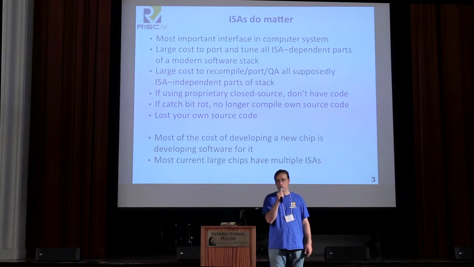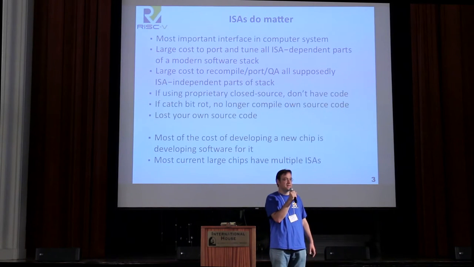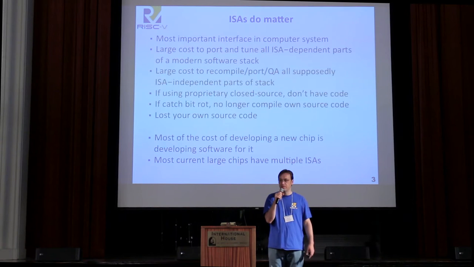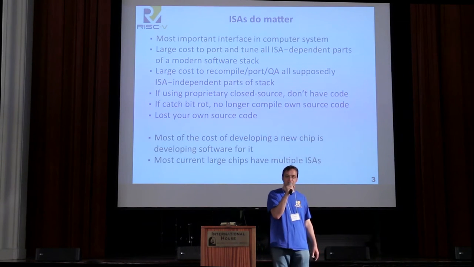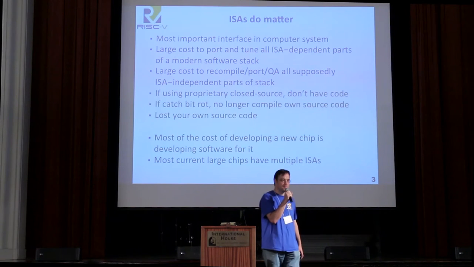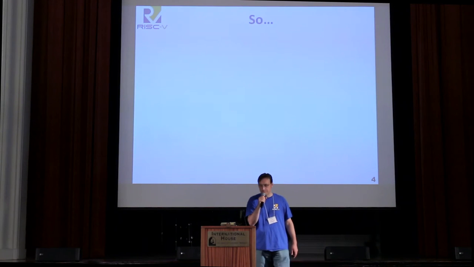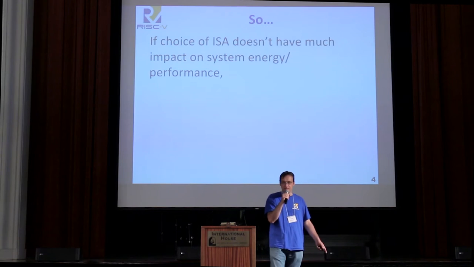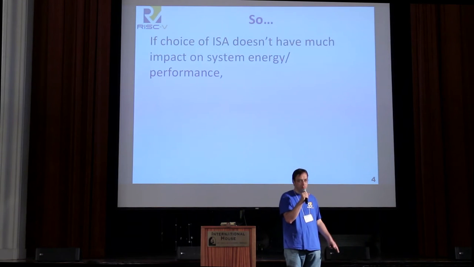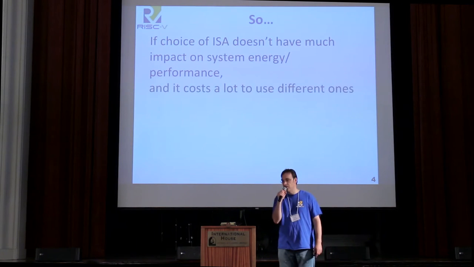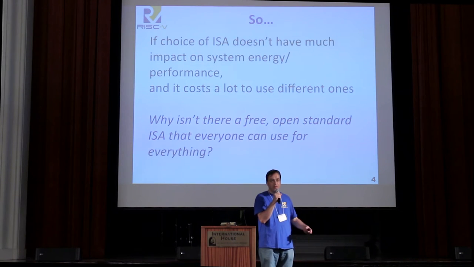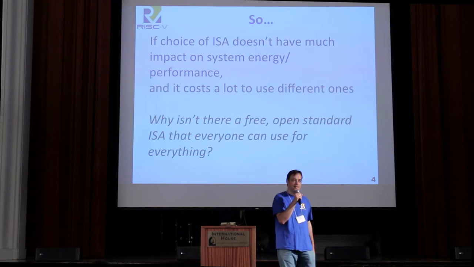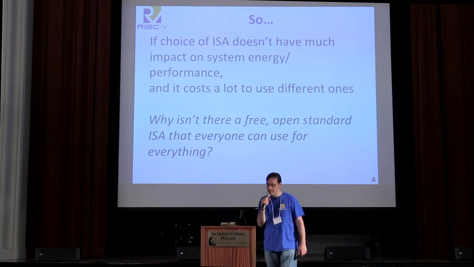Okay, and what's worse is if you look at modern chips, most of the current SoCs have multiple different ISAs on the chip. 15 to 20 different ISAs on a single chip is not unheard of these days. So if the choice of the ISA doesn't have much impact on energy and performance, and it costs a lot to use different ones, why isn't there just a free open standard ISA that we can use for everything, right? That's basically the premise behind RISC-V.